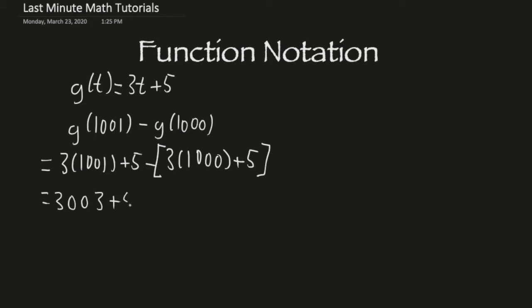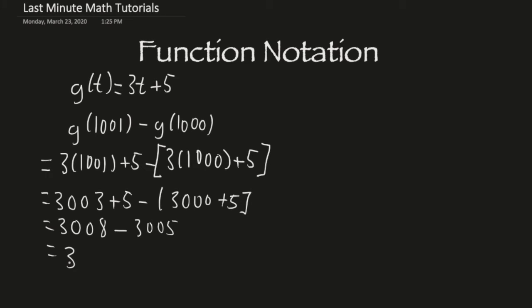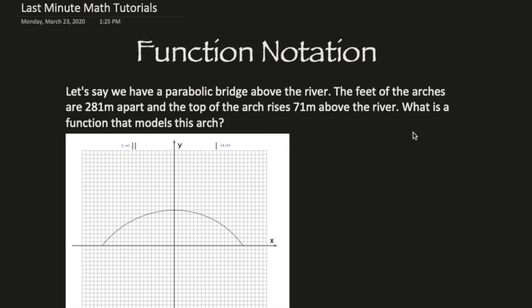3003 plus 5 minus, in brackets, 3000 plus 5. Okay, so I guess that gives us 3008 minus 3005, giving us, at the end, 3. Therefore, g of 1001 minus g of 1000 is equal to 3. Okay, great. Now that we've got the knowledge out of the way, let's go on to a significant word problem.